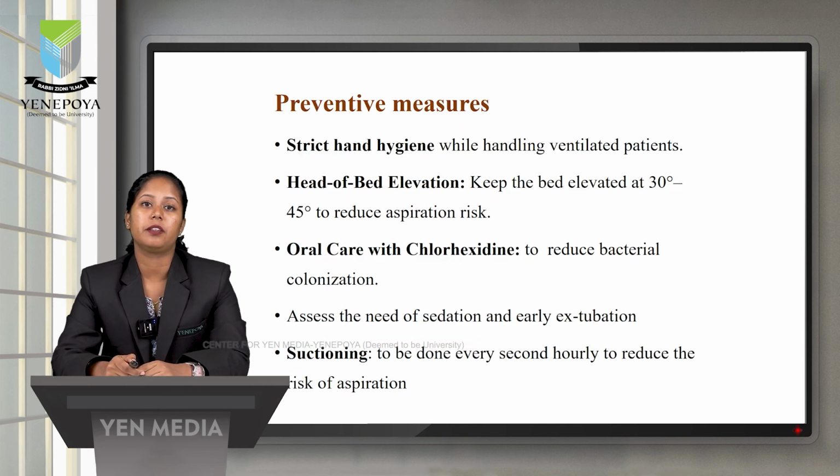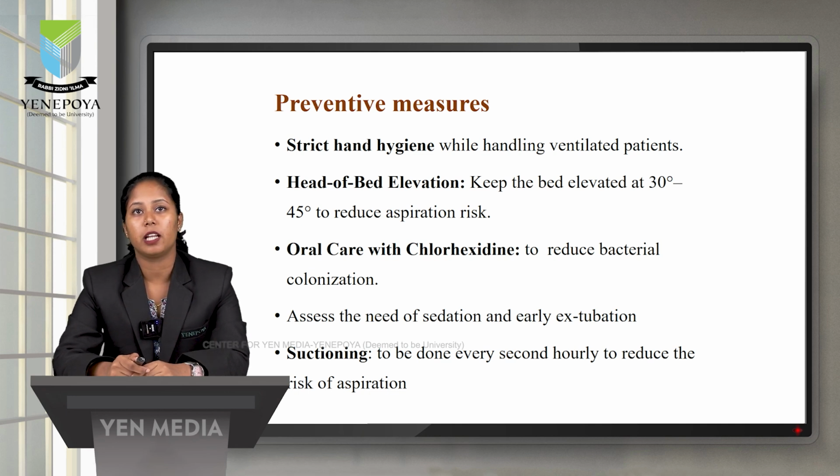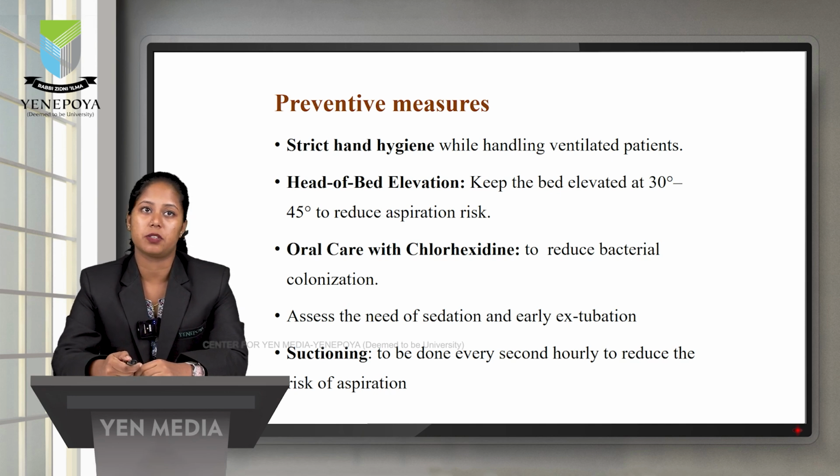So how can you prevent VAP? There are some preventive measures, such as strict hand hygiene while handling a ventilated patient. Head of the bed elevation: we should elevate the bed from 30 degrees to 45 degrees. Why are we doing this? To reduce the aspiration risk.